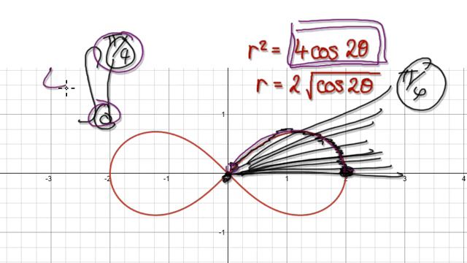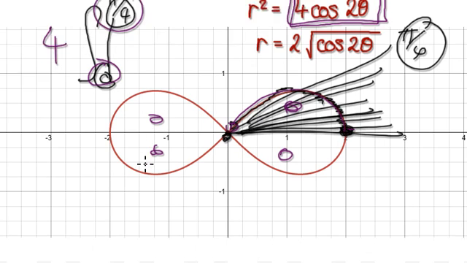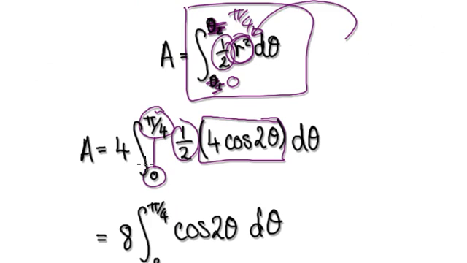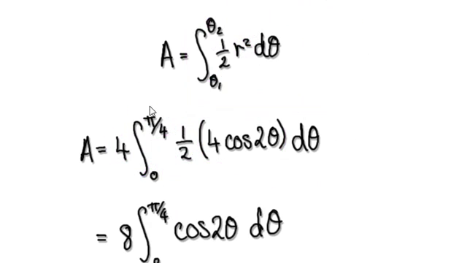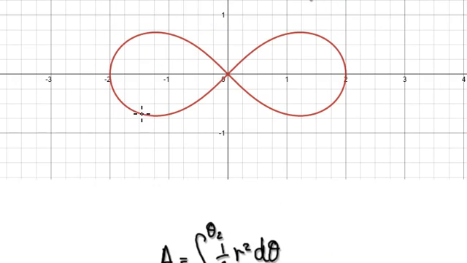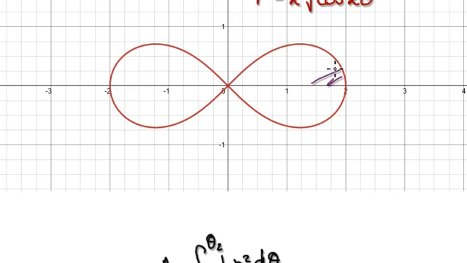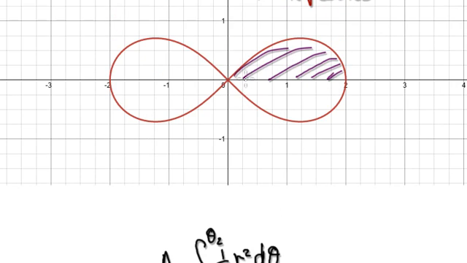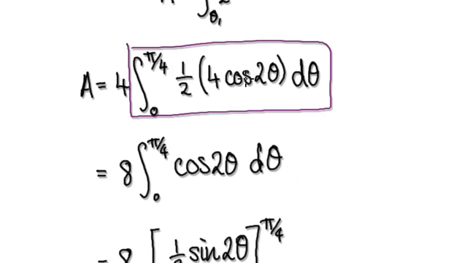But then we've got to times it by 4 because of 1, 2, 3, 4. So the whole area is given by 4 times the whole thing here. Okay, so this whole thing here is just this bit here. Okay, so now it's just a matter of integrating that.